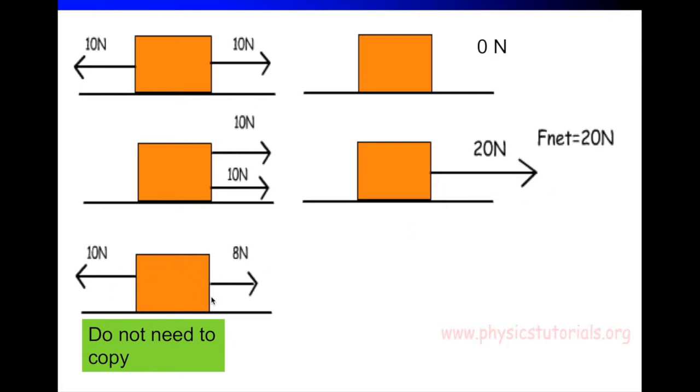For the bottom problem, we have 10 newtons to the left and 8 newtons to the right. And notice that the arrow of 8 is a little bit smaller than that of the 10 newtons to the left, and that is because you need to make sure that the lengths of the arrows are correct in comparison to each other. The answer to this, obviously these are going in opposite directions, you need to subtract these vectors, and then you know that the box will be moving to the left 2 newtons.